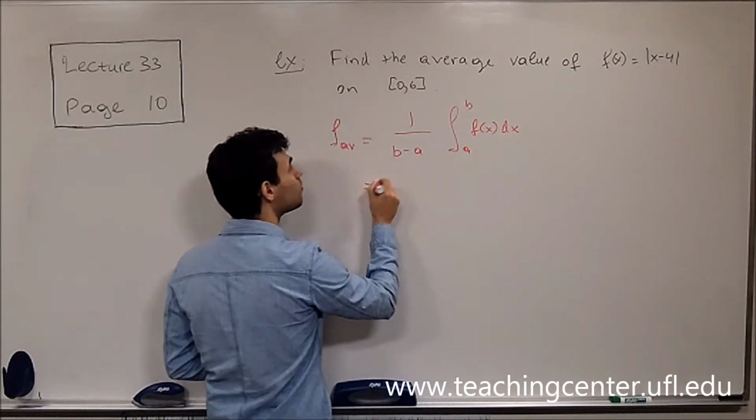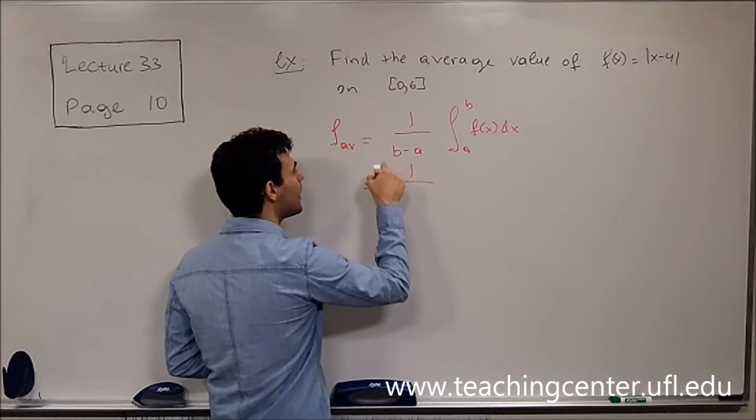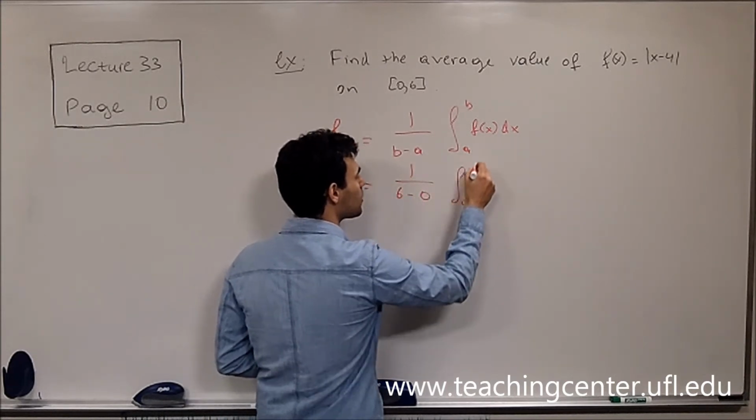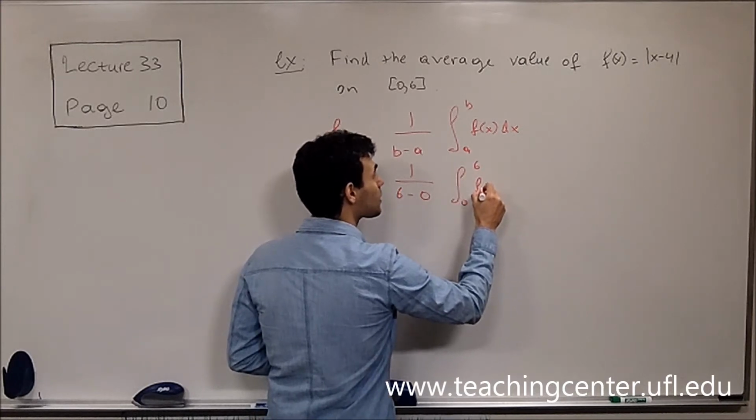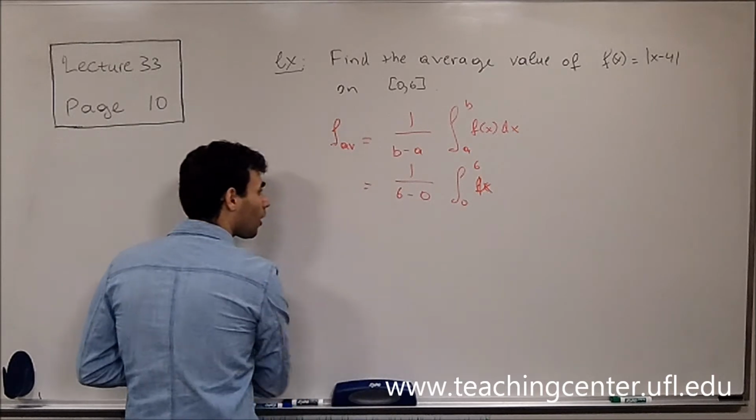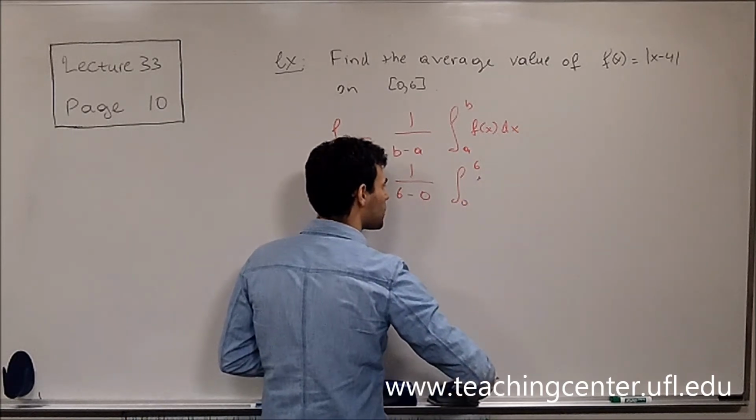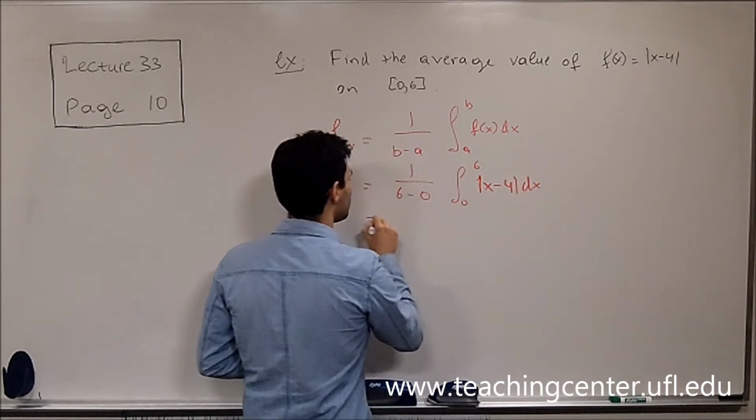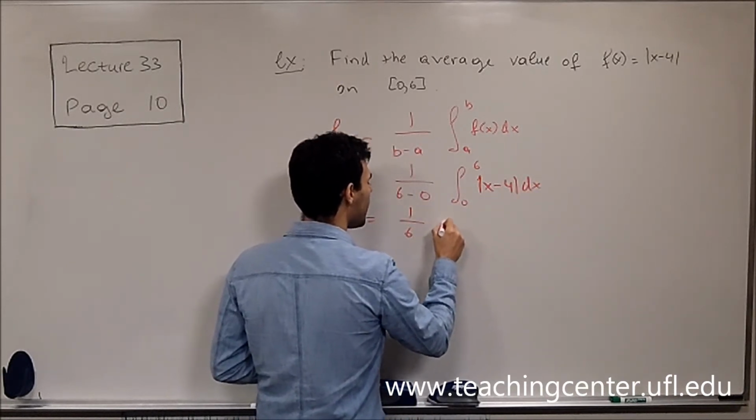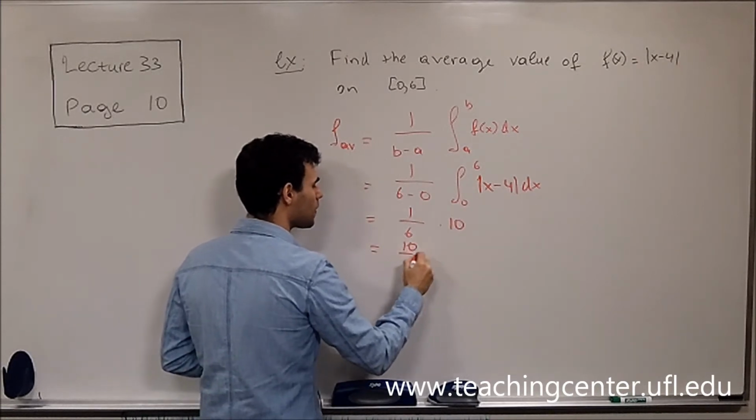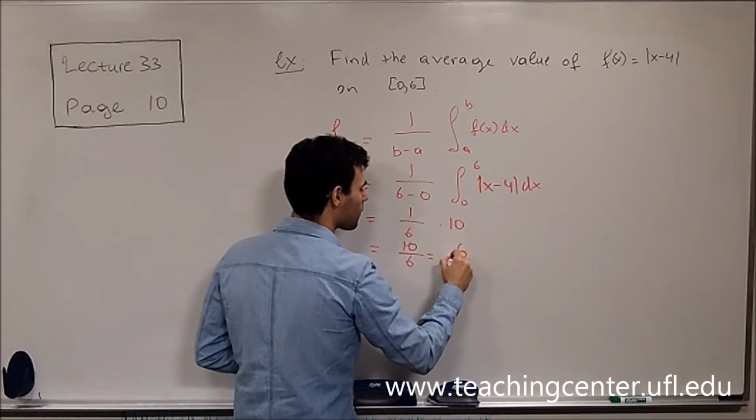Let's plug in what we have here. b is 6, a is 0, so you have the integral from 0 to 6 of f of x dx, and for us f of x is the absolute value of x minus 4. So it's the integral of the absolute value of x minus 4 dx, and we've already calculated that to be 10. Go to the previous page, I think it's page 8. So then this is 10 over 6, which is 5/3.